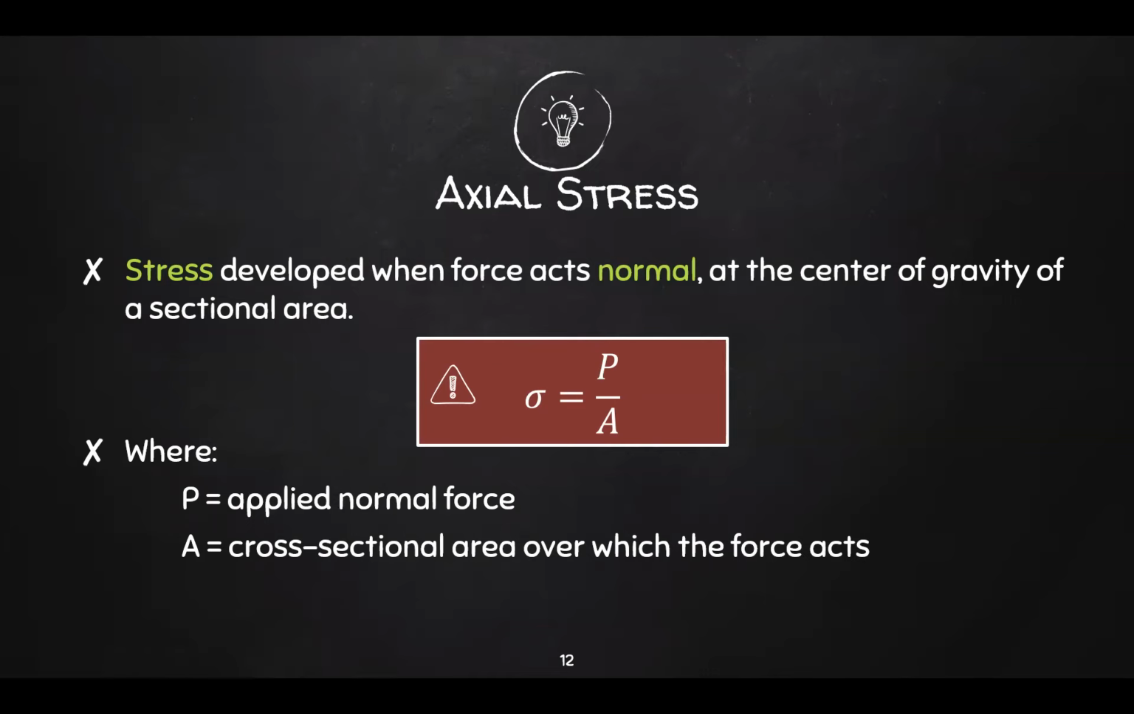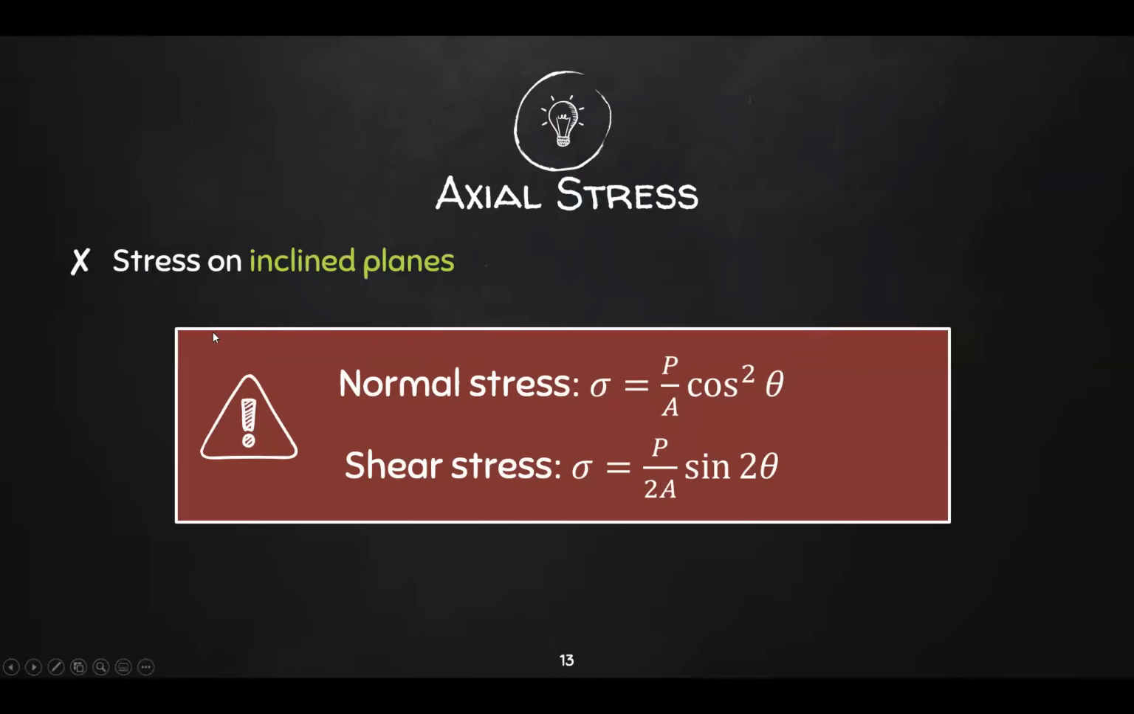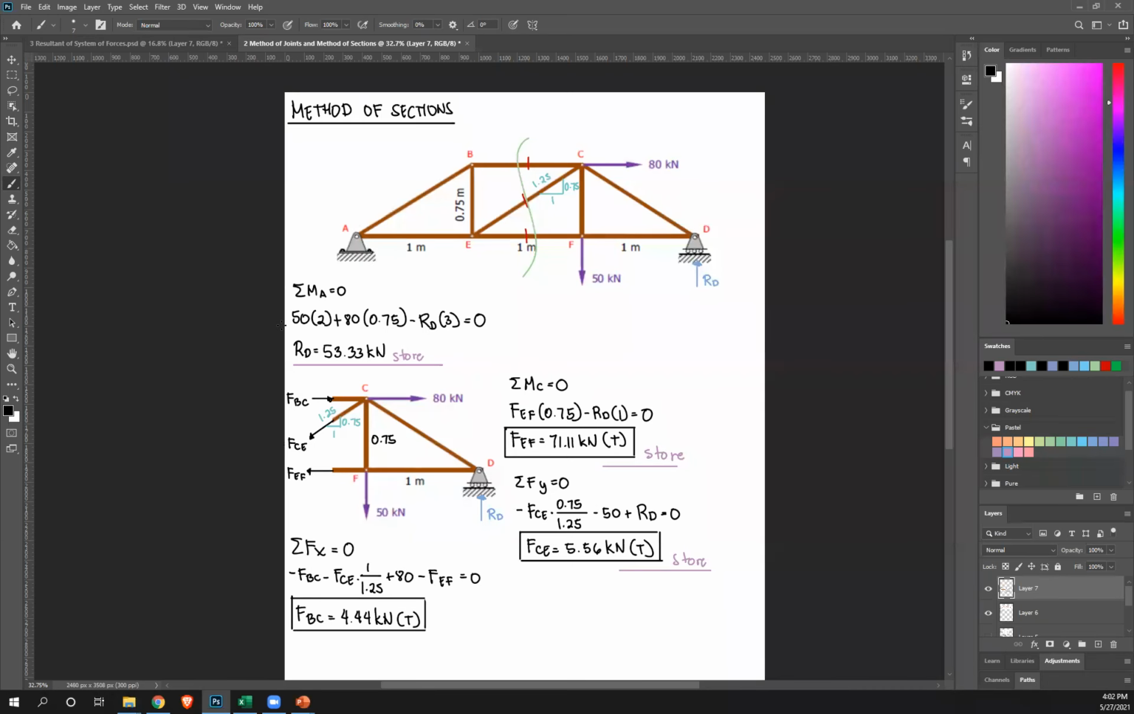Okay? So sigma equals F over A is the general equation. Sigma equals P over A, where P is your normal force, is now for axial stress. Now let's talk more about that. Now what if I have an inclined plane? How do I get the stress of that? So these are our equations for stress on an inclined plane. So to derive that, let's do the following.